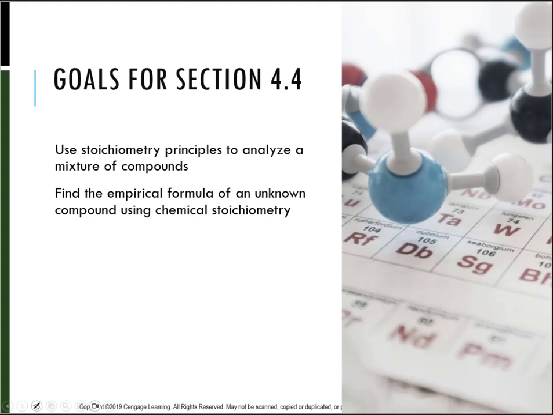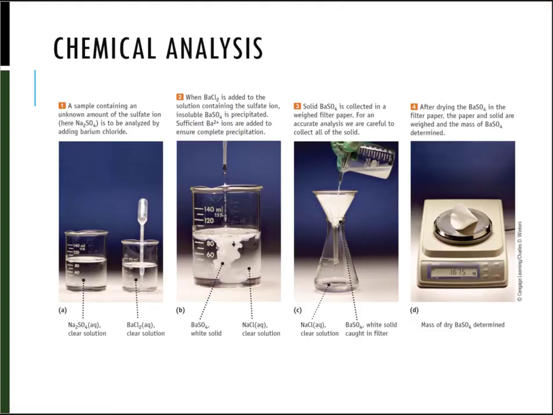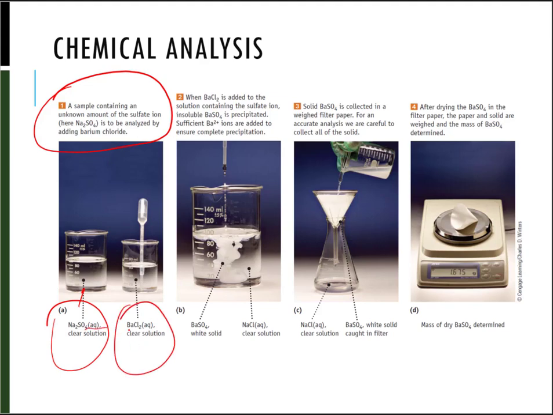Moving on to section 4, we're going to look at analyzing a mixture of compounds with stoichiometry, and we're going to be able to find empirical formulas for an unknown compound, also using stoichiometry. Let's look at this chemical analysis. We first start with a sample containing an unknown amount of the sulfate ion. Here it's sodium sulfate. And it's analyzed by adding barium chloride. So I've got sodium sulfate, my clear solution, and I have barium chloride, both aqueous solutions. When barium chloride is added to the solution, barium sulfate is precipitated. If we looked at our solubility rules, we would see that this forms a solid precipitate.